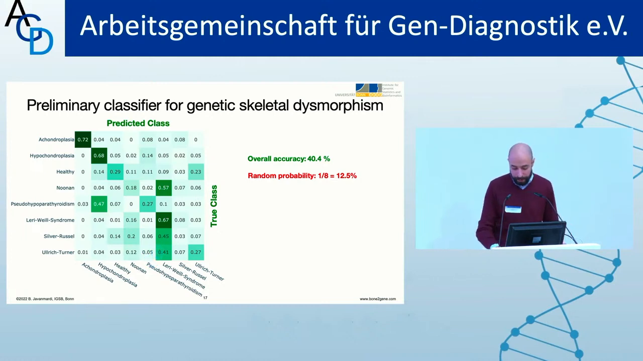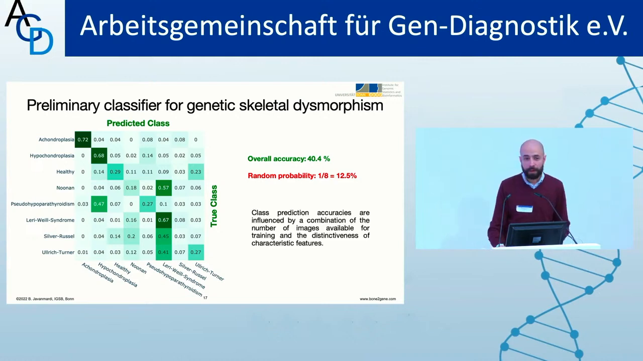So overall, we have an accuracy of 40%, averaged over all classes, and we know that out of 8 classes, random probability is just 12.5%, so we are performing much better than random. It serves as a proof of concept, shows that we are on the right track.